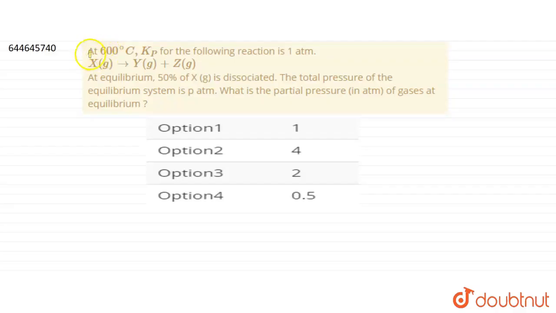Hello students, I hope you all are doing good. So today our question is like this. At 600 degrees Celsius, Kp for the following reaction is 1 atm.